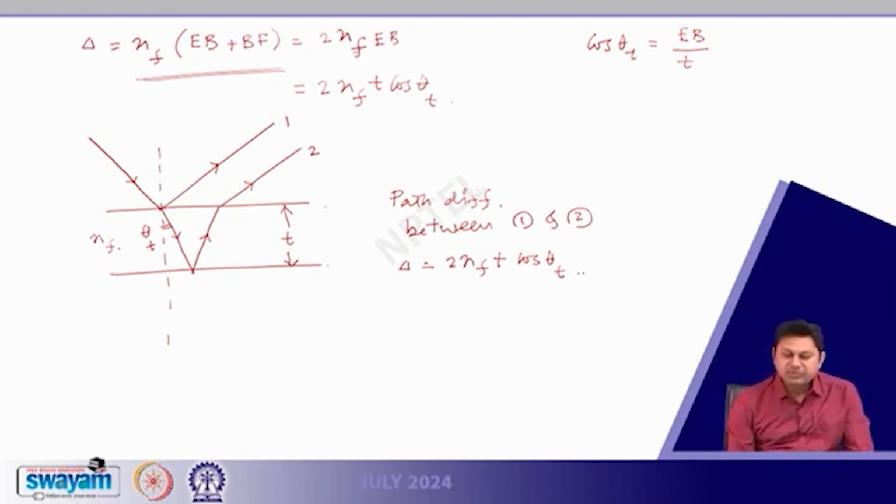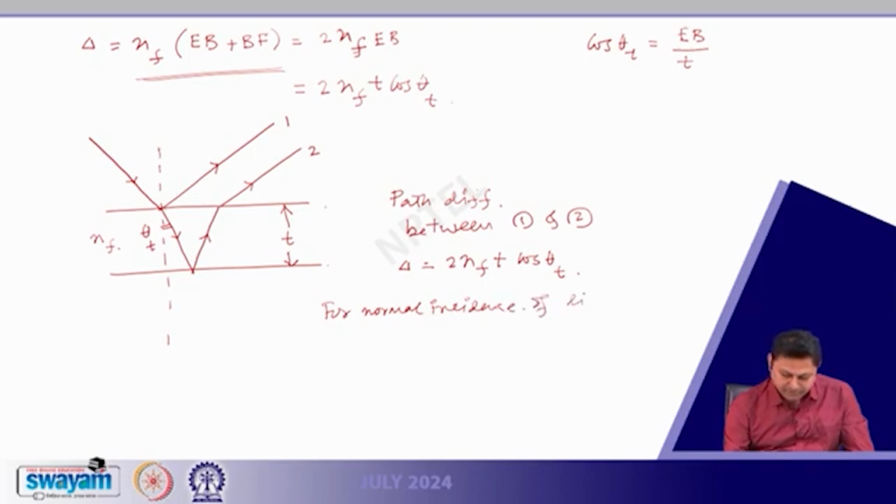So that is the path difference we have, and note that when the ray falls normally, then the theta T value is 0. So for normal incidence of light, theta T is 0. So the path difference will be simply 2 NT into T. The optical path difference will be simply this quantity.